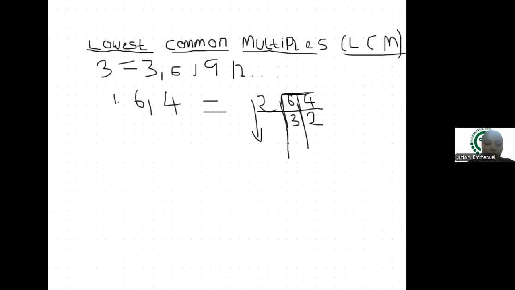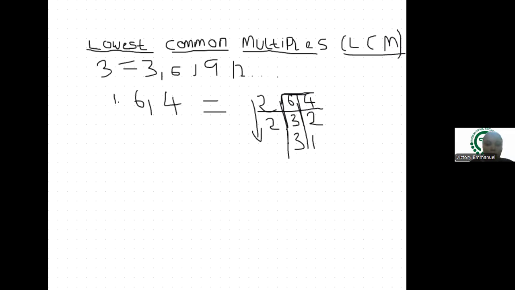But then I can still use my 2. I'll put my 2 here. I'll take it one step at a time since it is the lowest common multiple we're looking for. So I'll use my 2 to divide these two numbers. Now, since 2 cannot divide 3, I will write down this 3 here again. But obviously, there's a number 2 can divide, which is this other 2. Then I'll put my 1 here because 2 divided by 2 is 1.